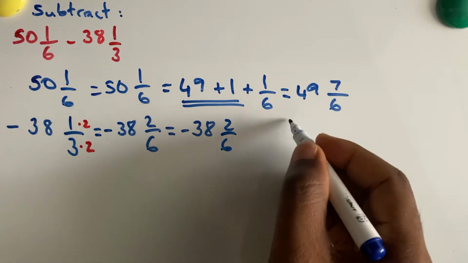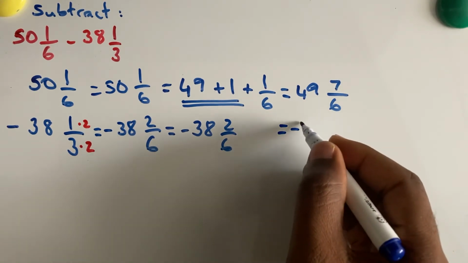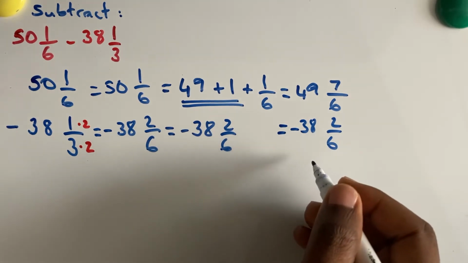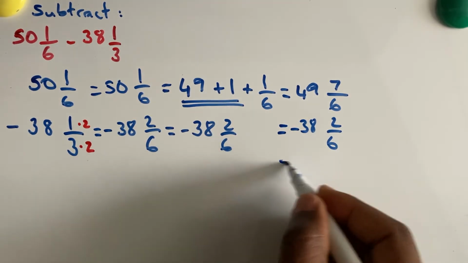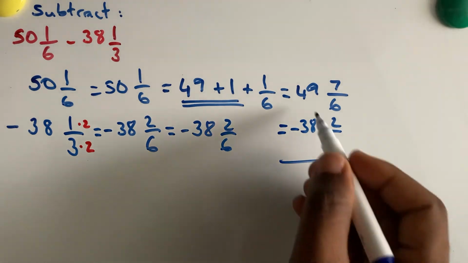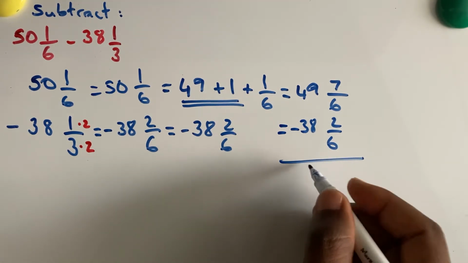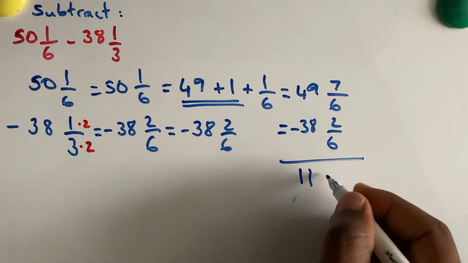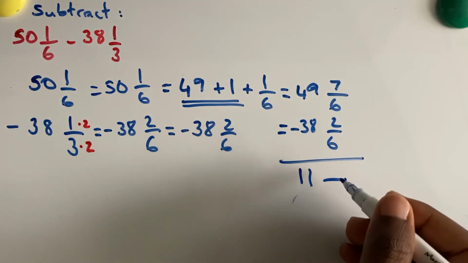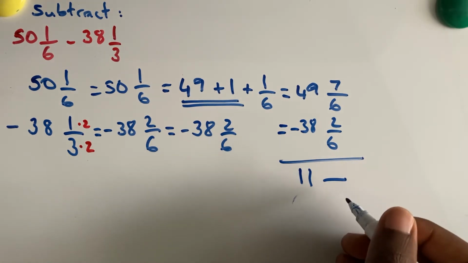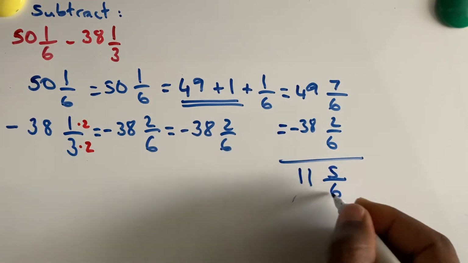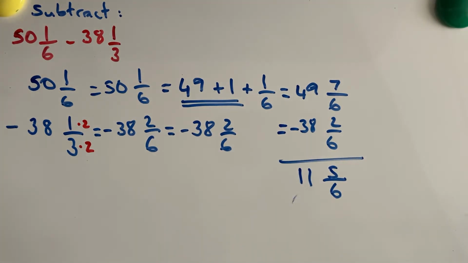Now I can subtract 3 2 over 6. Now we can do it. Now it's 4 minus 3, which is 1, and 7 minus 2 is 5, and the denominator is 6. So as you can see, 1 5 over 6. This is your answer here.